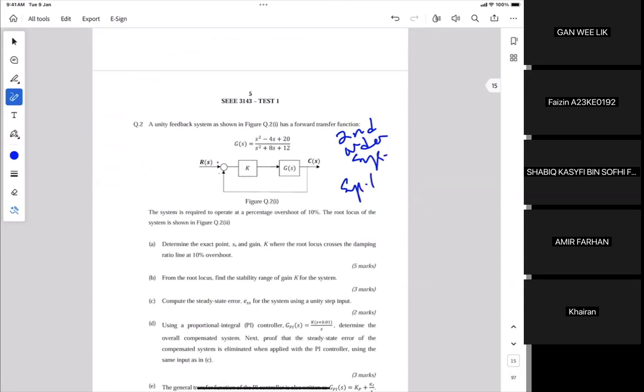And system type 1 or type 0. What is it? Type 1 or type 0? Type 0. Type 0. Betul. Type 0. InsyaAllah. Tembak je. Tak tahu.